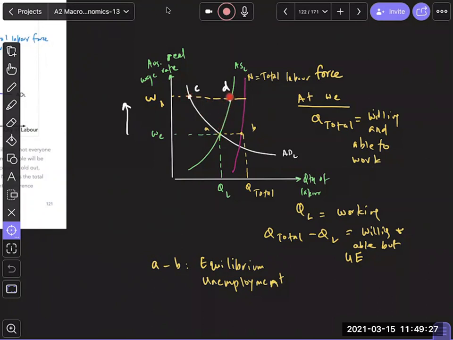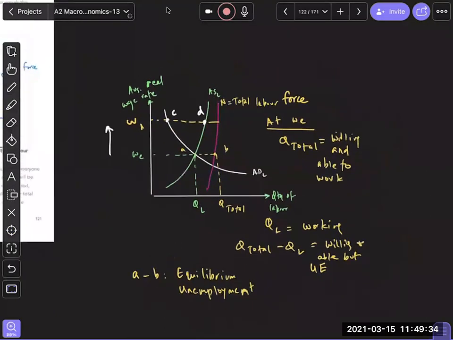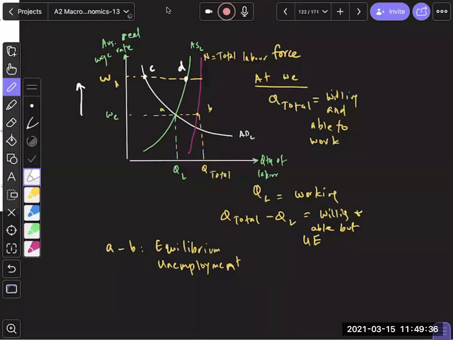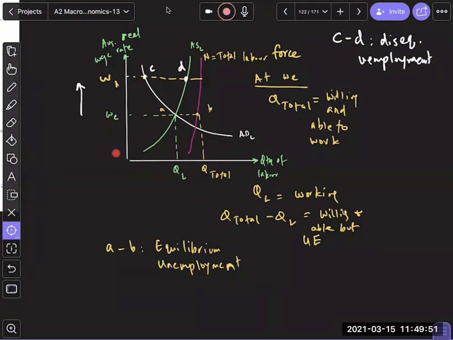More people will be wanting to work, but because the wage rate goes up, C will be the number of people who are demanding jobs. So CD is what we call disequilibrium unemployment. And I'm going to talk about why equilibrium and disequilibrium happen tomorrow. But the idea goes this, that there are two kinds of unemployment we can look at. Number one is unemployment at equilibrium, which is this gap AB, the gap between the total labor force versus aggregate supply of labor.